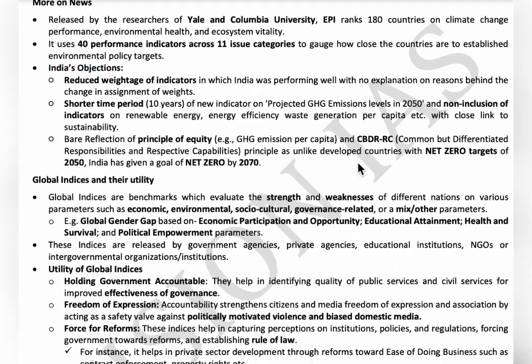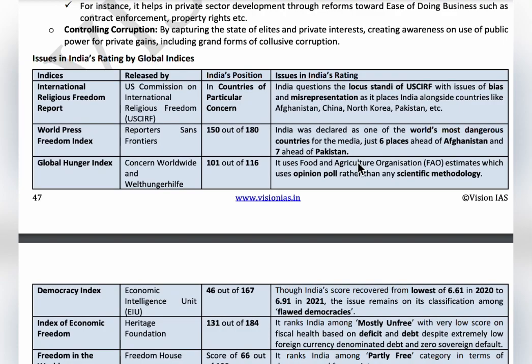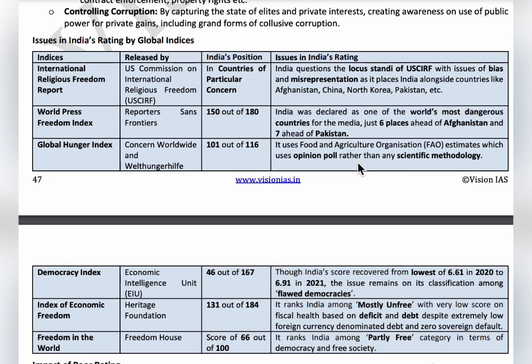Other global indices are the International Religious Freedom Report, which is released by the US Commission on International Religious Freedom, USCIRF. Next is the World Press Freedom Index, released by Reporters Sans Frontières, and India's position is 150 out of 180. Next is the Global Hunger Index, released by Concern Worldwide and Welthungerhilfe, and India's position is 101 out of 116.